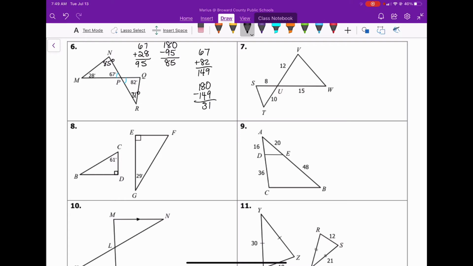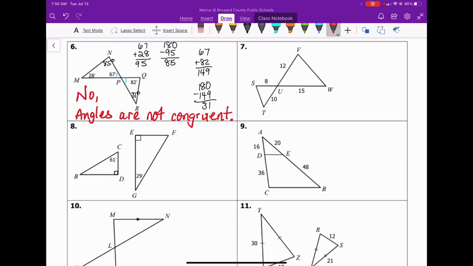So, are these similar? No. Okay, the angles are not congruent. Remember, the angles have to be congruent in order for the triangles to be similar. As far as the sides, they just have to be proportional to each other.